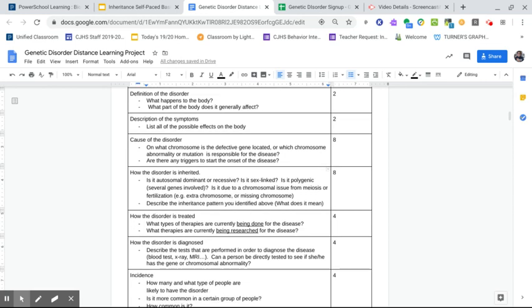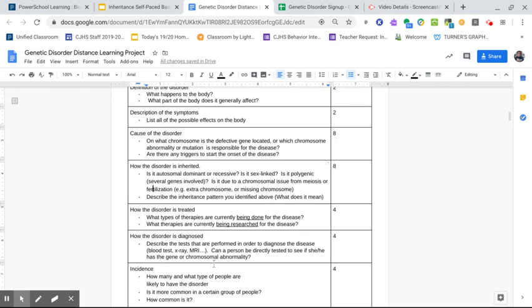And then how is the disorder diagnosed? Are there certain tests that are done? Can there be any genetic testing as a baby or in utero to see if that person has the condition? So some of your disorders you could identify just using x-rays and MRIs and looking at the symptoms. Sometimes you can actually diagnose it using gene testing, and looking at the karyotypes. Okay, so try to identify what kinds of tests are done to diagnose it.